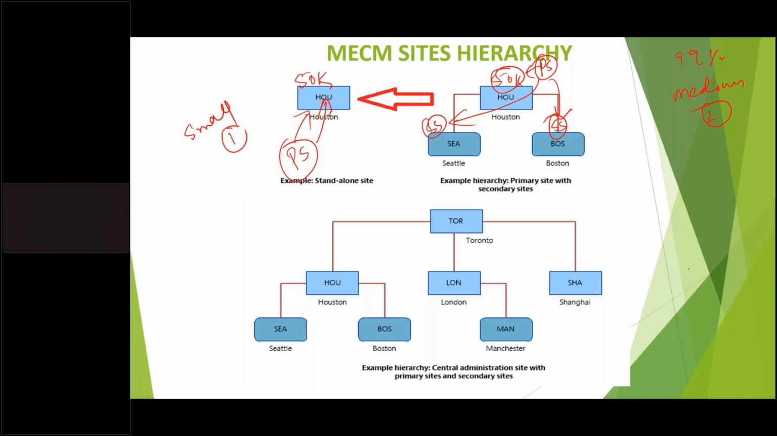And the third one is for big organizations, when you have companies like Accenture, Deloitte, IBM, Cognizant, HCL. When you have more than like 100,000 devices, then we go with more than one primary site. Let's say primary 1, primary 2, primary 3, and all of them will report to a central administration site like this. We will discuss how we set up the central site, how we set up primary, and how we set up the secondary site.